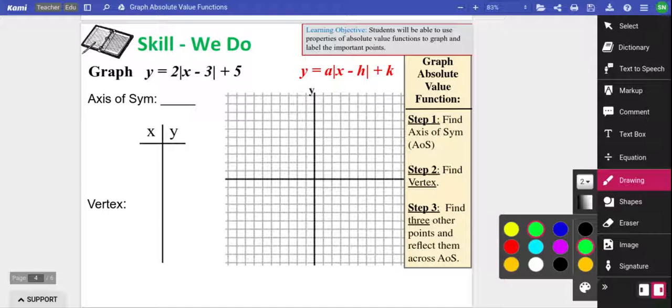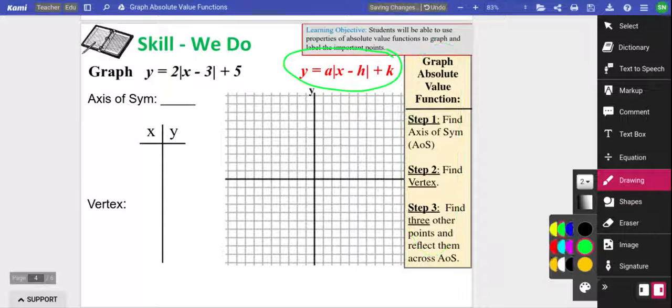Hello, this video is part 2 of graphing absolute value functions. I have written out the formula and the steps for your convenience. You can also find it in the graphing absolute value functions intro video.